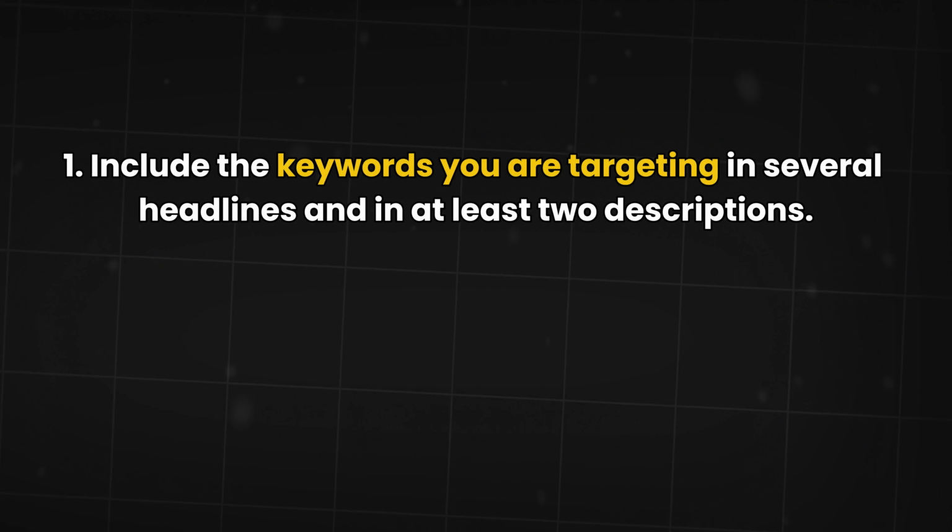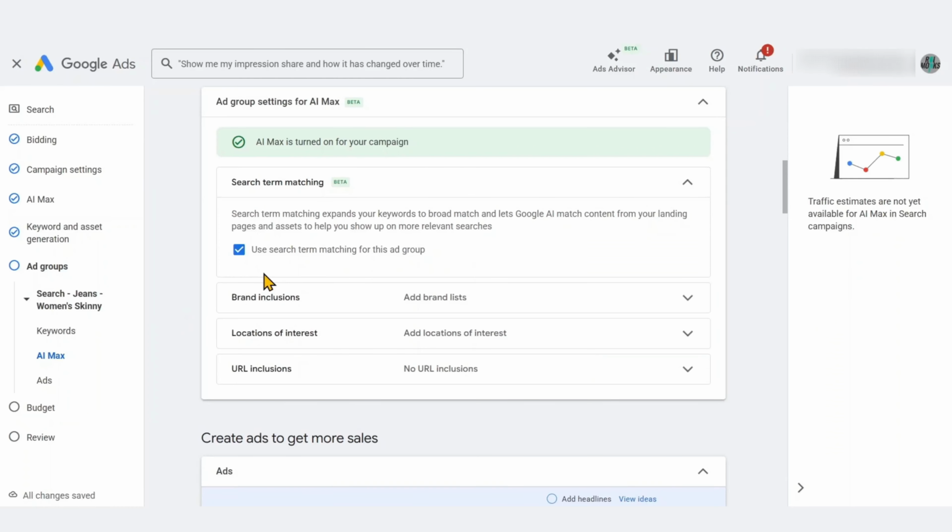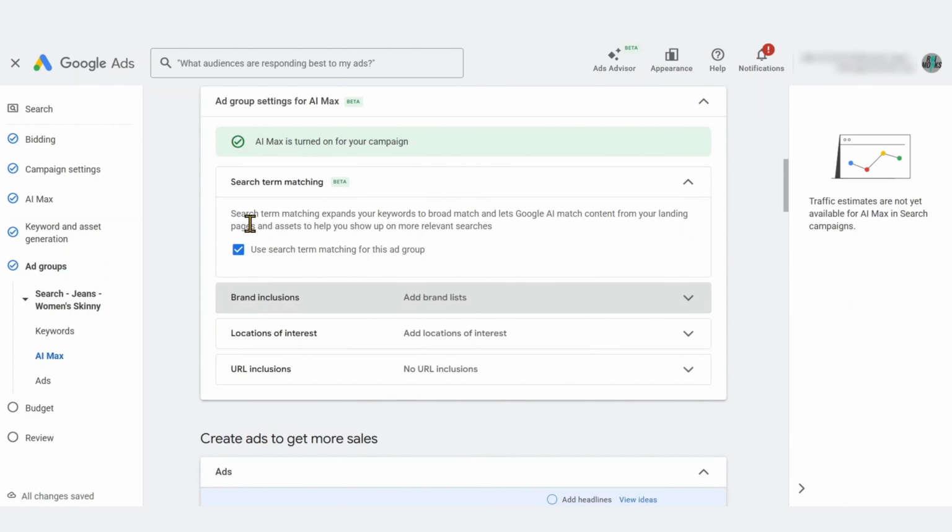So after you've conducted your research and developed your unique selling points, first of all, make sure that your headlines and descriptions include the keywords you're targeting, at least several of them, and then go ahead and include those unique selling points, that emotional language, those pain points and solutions that you can offer in your headlines and descriptions. All right, now let's actually write your ads.